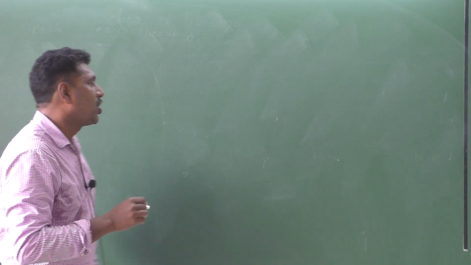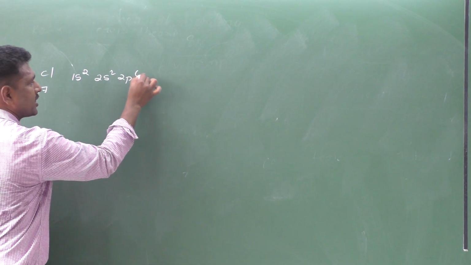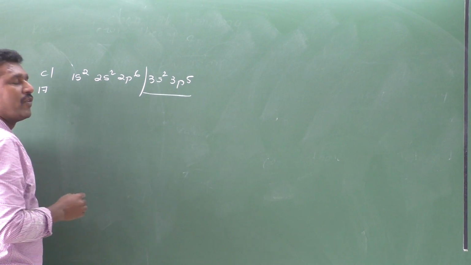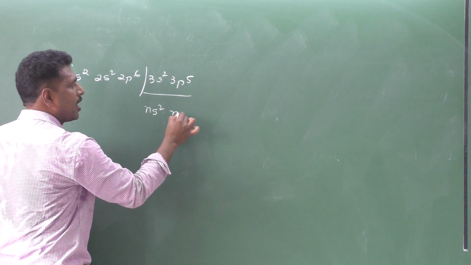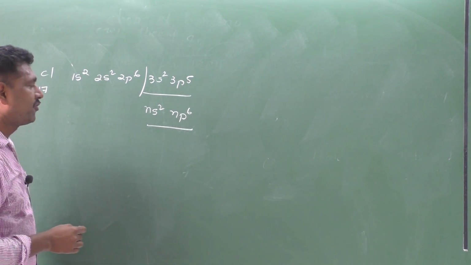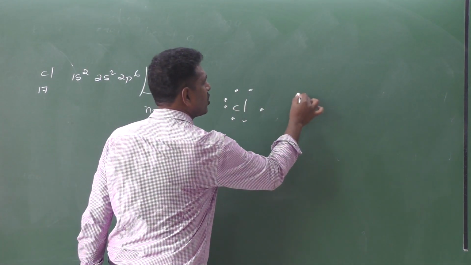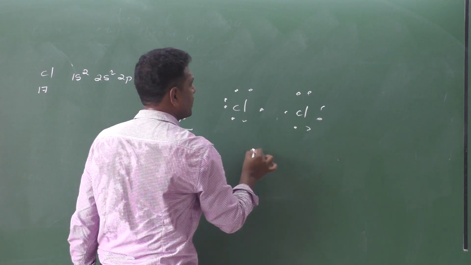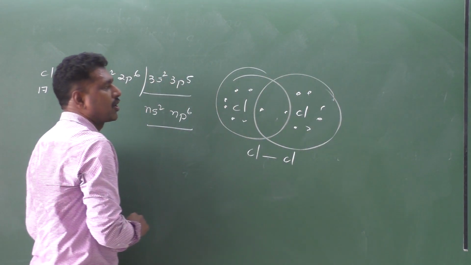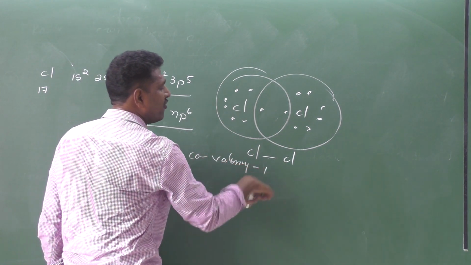Take chlorine, atomic number 17: 1s2, 2s2, 2p6, 3s2, 3p5. Therefore, 1 electron is needed to get the stability of ns2 np6. Chlorine has 7 valence electrons, and one more chlorine also has 7. These two share an electron. Therefore, the covalency of chlorine, the number of shared electrons, is 1.